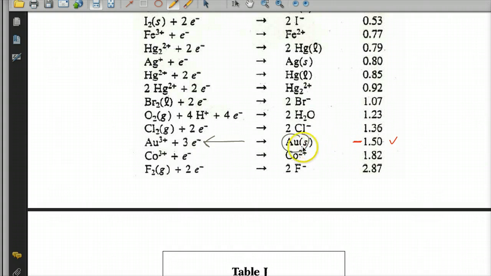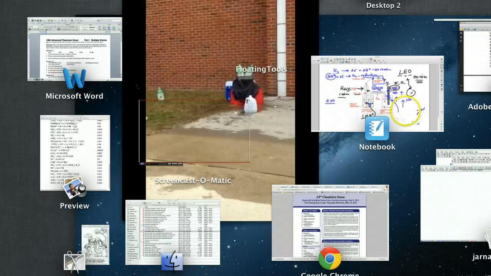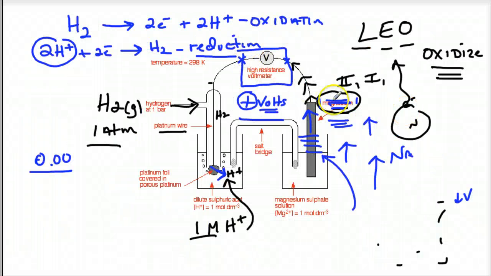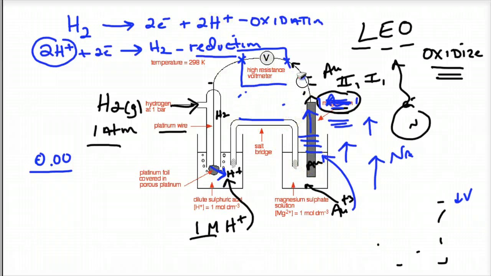Well, if I have gold in this system, let me show you. We put gold here, so forget the magnesium, let's make this gold, Au, and I put Au+3 in here. 1 molar solution. Well, gold is terrible at oxidizing. Hold on to your ponies now. Things change. Now gold is terrible at oxidizing. Au+3 is very good at reducing.